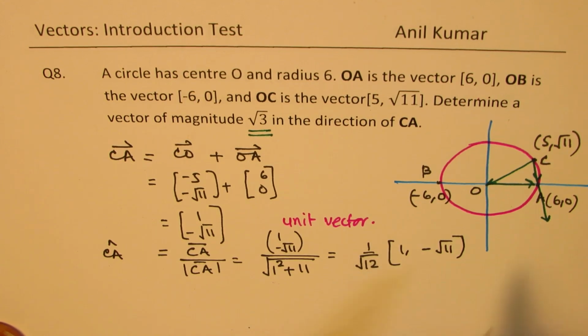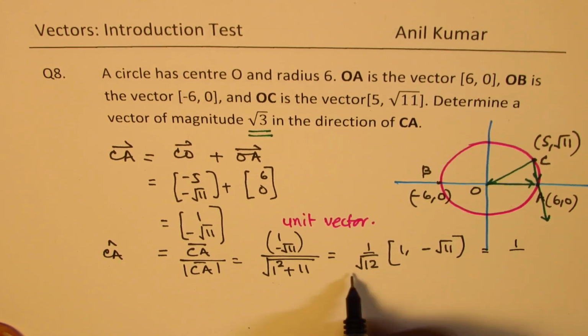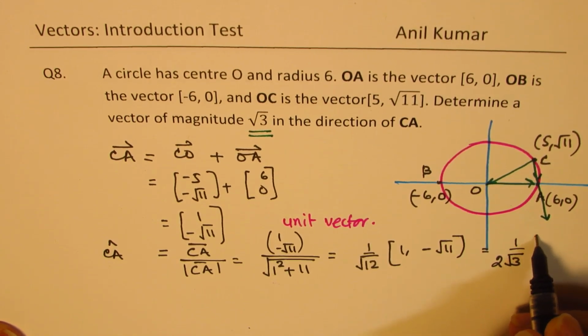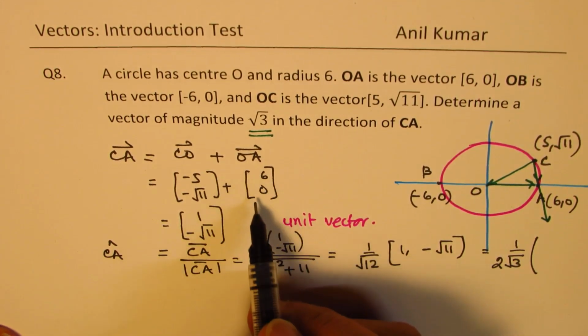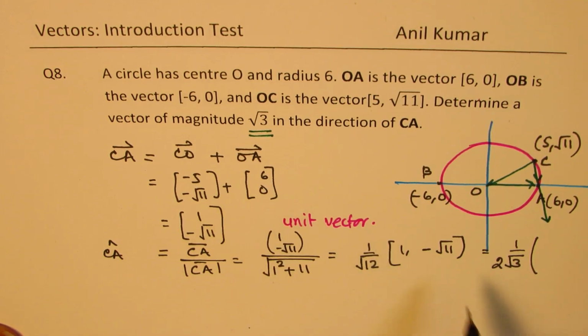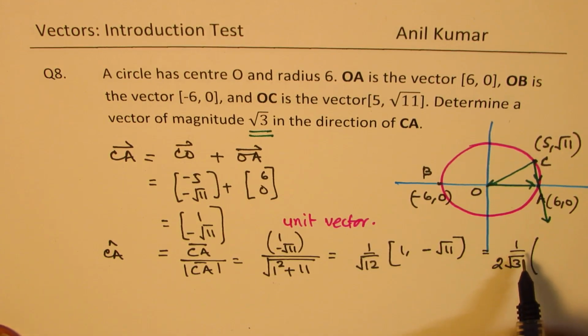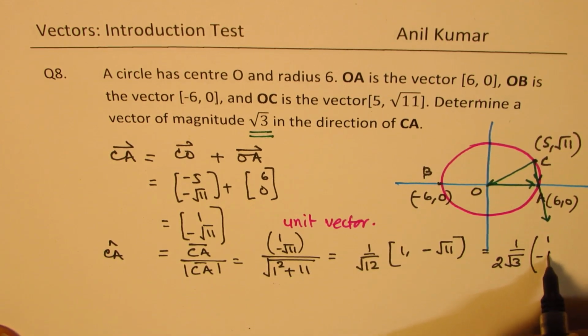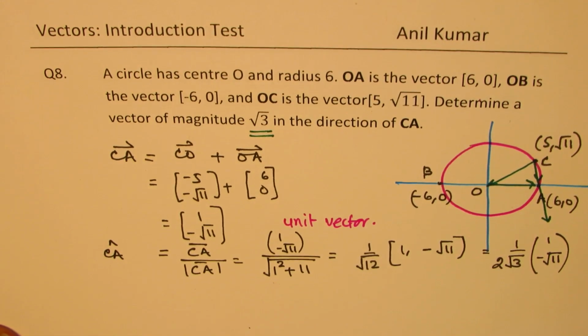Now, square root of 12 is basically 4 times 3, so you can write it as 2 square root 3. Right? So either way you could write your vector. So you can write column or row form. So let me write down in the column form once again. 1, minus square root of 11. Correct? So that is the unit vector.